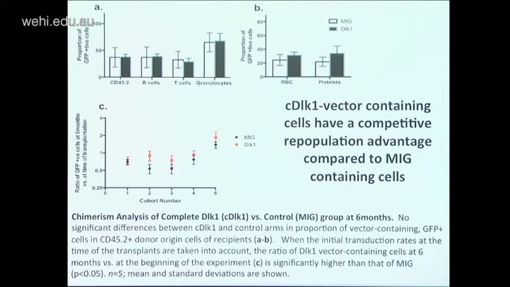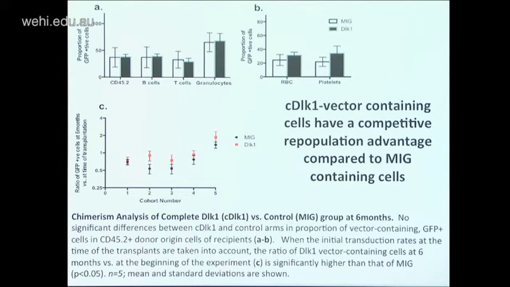And as you probably will know, when you have a vector that's got a large gene inserted into it, the transduction efficiency is usually not as good as an empty MIG vector. So for each cohort that I've done, the MIG transduction rate was always higher than for the Dlk1 vector. So the MIG would be about 40 to 60%, and the Dlk1 would be about 30 to 40%, and it was always lower for each cohort.